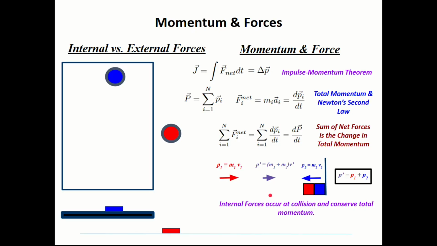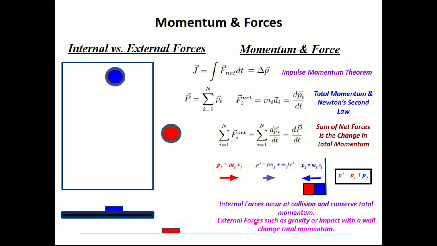And if we want to sum things up, we see that internal forces occur at collisions, just like we saw over at this table with the blue puck and the red puck, and they tend to conserve total momentum. And that's what we can see over here in this box. When the two carts collided, they had internal forces between each other, which caused them to have a new momentum.